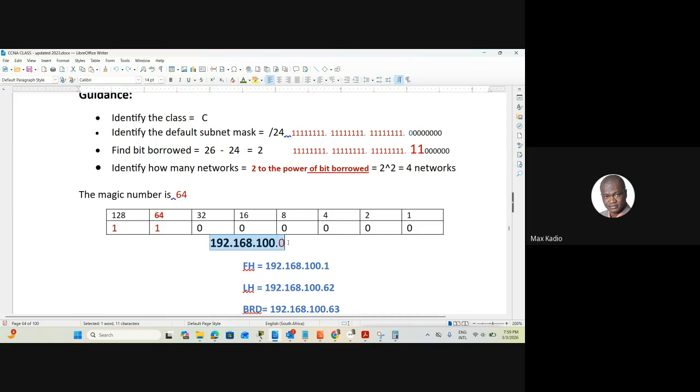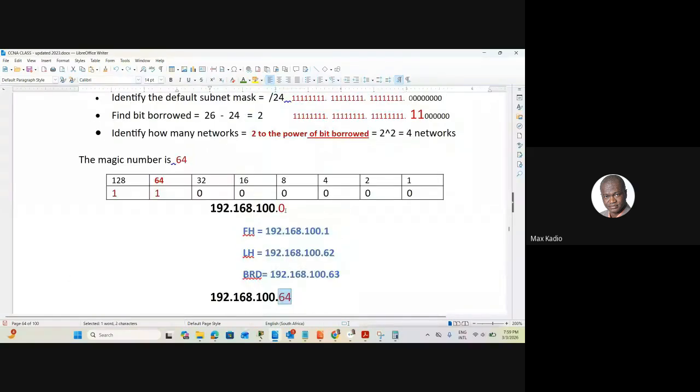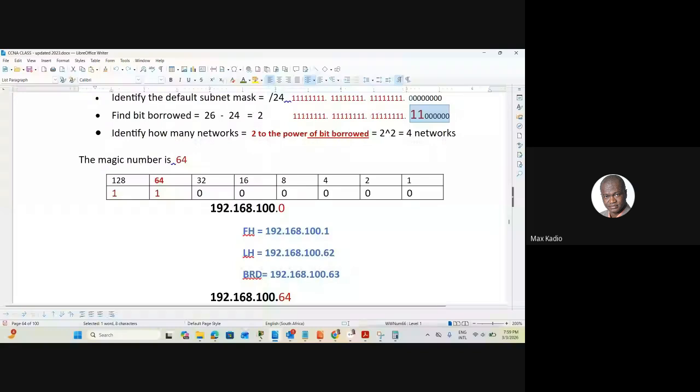Now, how to find the second one? To find it, from your bitboard, you put it in your table exactly the way it is, like that. You put the magic number. You go left to right, 1, 2. The last one falls in 64. It means my magic number is 64.